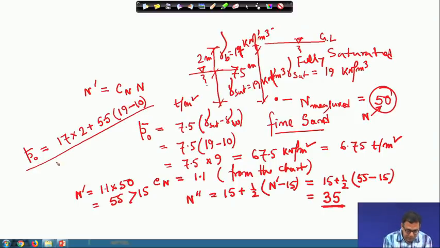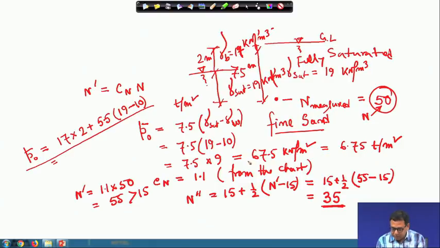After that, based on that you calculate the P 0 bar, and then from the chart you calculate the corresponding C n. If it is greater than 15, you apply the dilatancy correction. So, that is why the position of the water table matters. We have considered two cases. The first case, the total soil is fully saturated, and the saturated unit weight is 19 kilonewton per meter cube. So, we calculate this value.